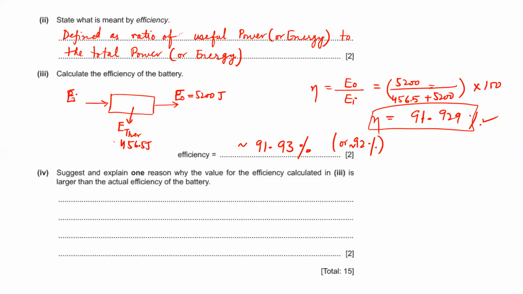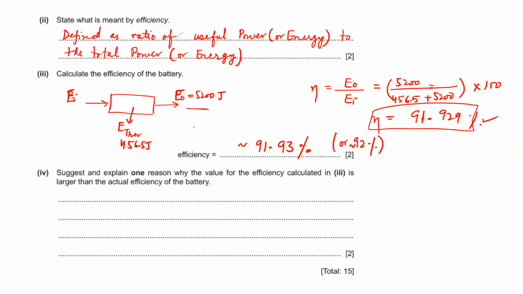So again, part 4 says: suggest and explain one reason why the value of efficiency in 3 is larger than the actual efficiency of the battery. So remember that actual efficiency is around 70-80%. This value can be larger because of many reasons. First, we are told that this is the output energy that is available, and this is the thermal energy that is lost. There are many ways in which this can be faulty.